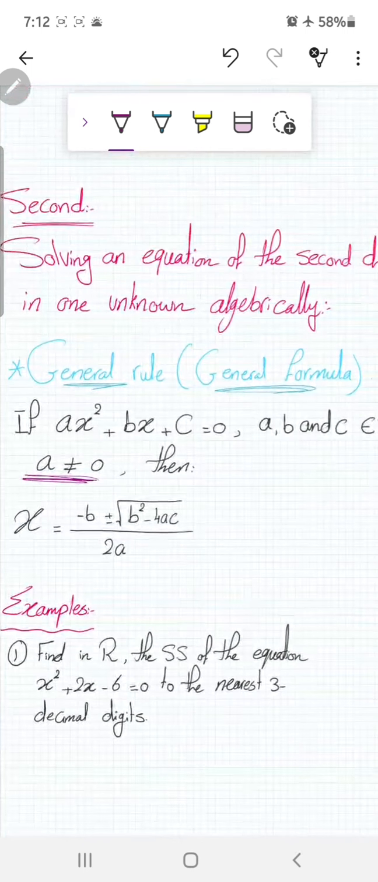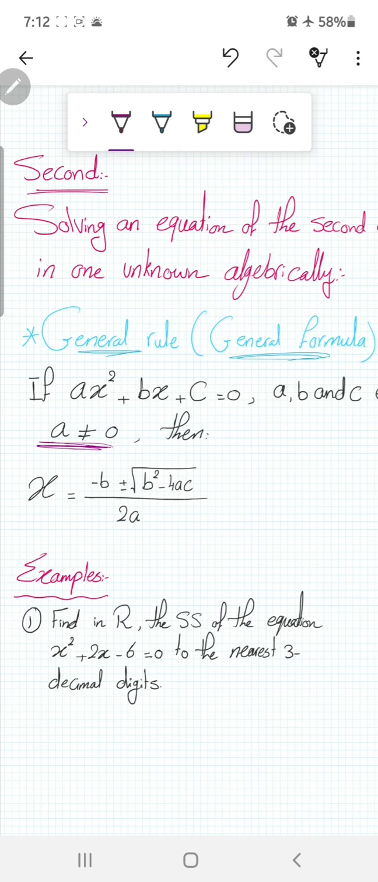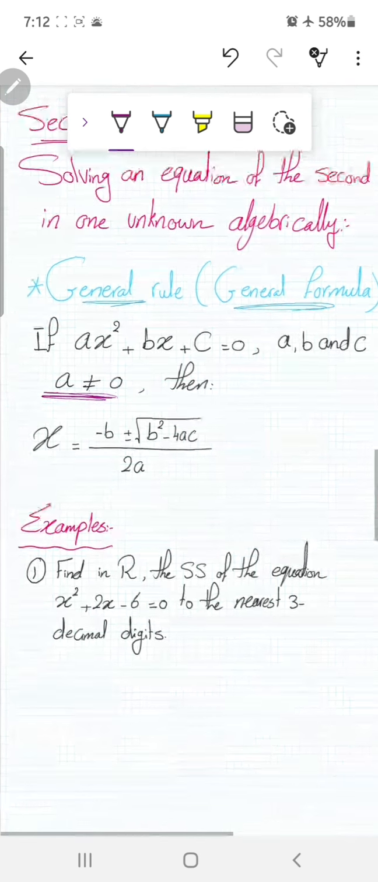So we have here x, or the two roots of the equation, equals negative b, positive or negative square root of b power 2 minus 4ac, over 2a. How? Let's take an example.